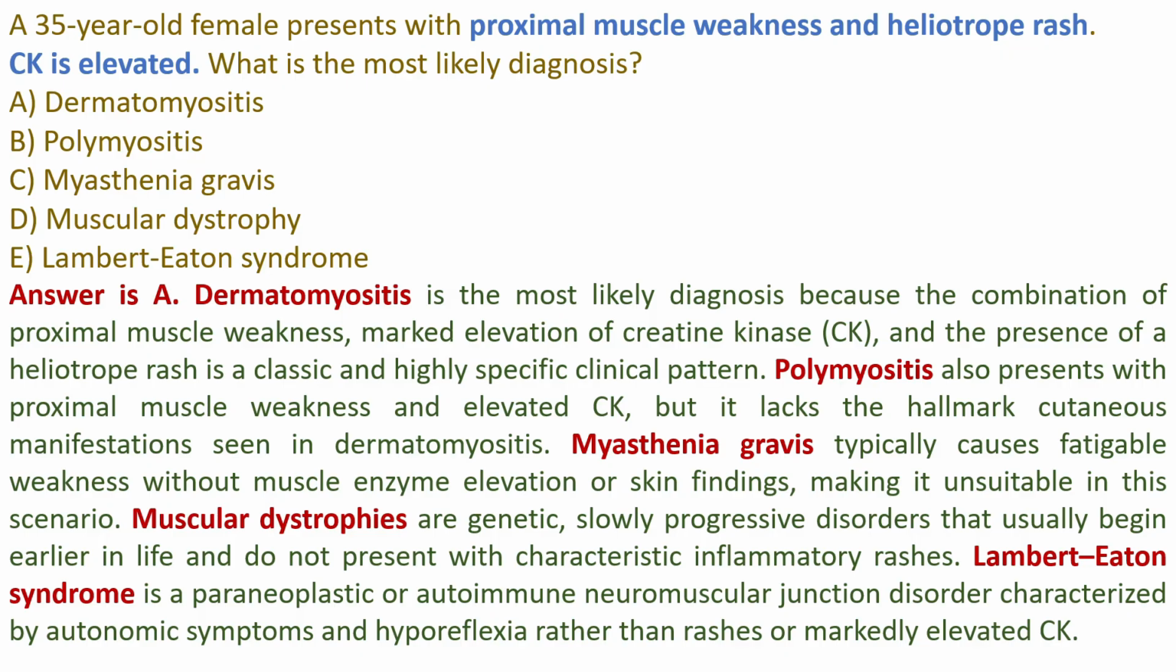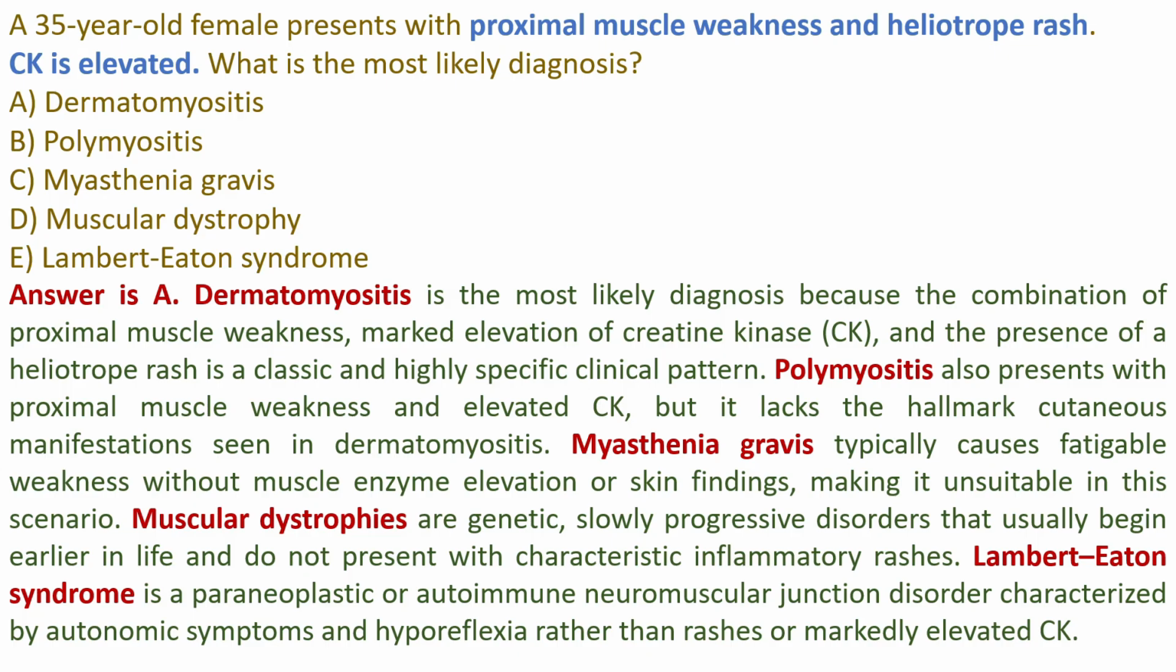Dermatomyositis is the most likely diagnosis because the combination of proximal muscle weakness, marked elevation of creatine kinase, CK, and the presence of a heliotrope rash is a classic and highly specific clinical pattern. Polymyositis also presents with proximal muscle weakness and elevated CK, but it lacks the hallmark cutaneous manifestations seen in dermatomyositis. Myasthenia gravis typically causes fatigable weakness without muscle enzyme elevation or skin findings, making it unsuitable in this scenario.